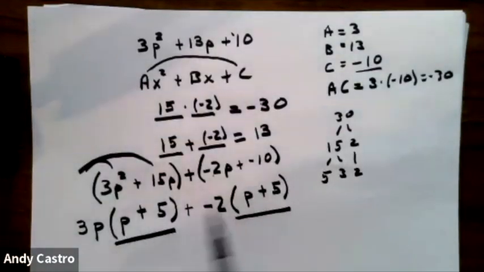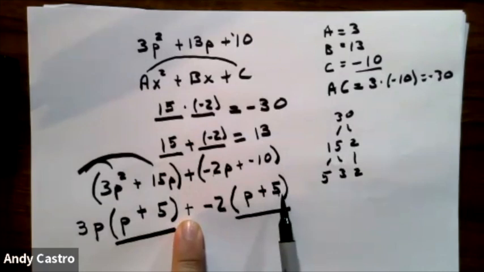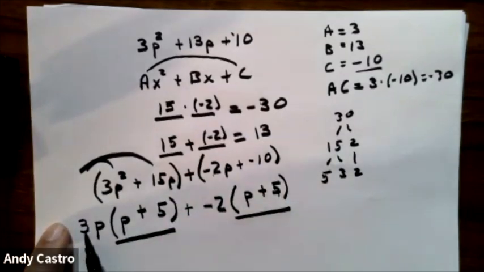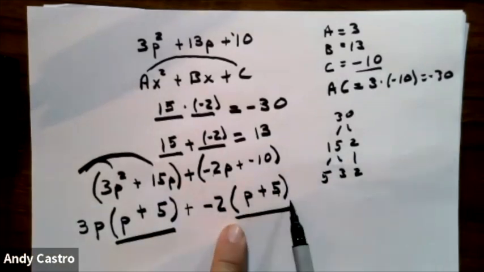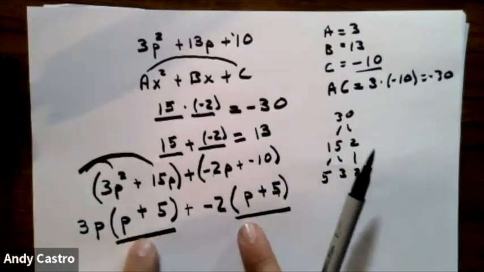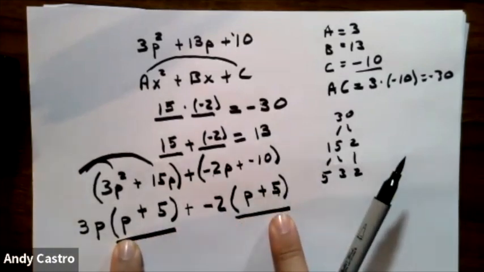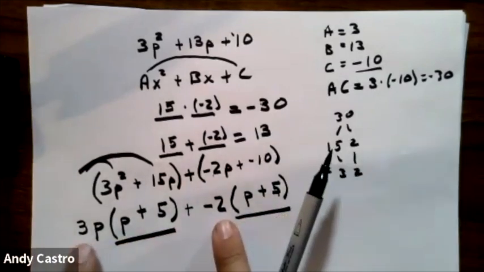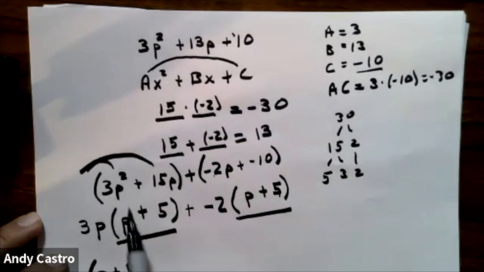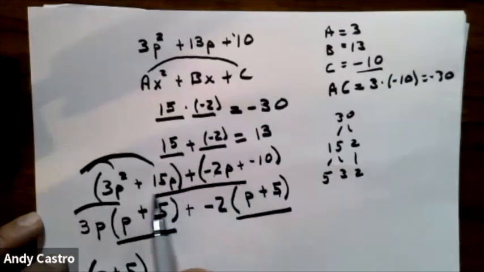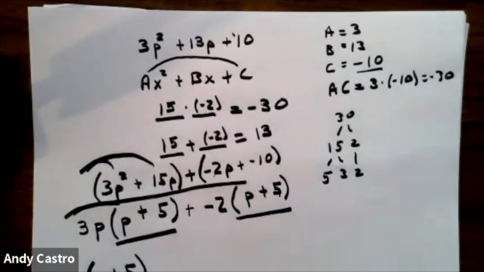These two terms are split by this plus sign. I'm multiplying a 3, a p, and a p plus 5. And over here, I'm multiplying a negative 2 and a p plus 5. But you see, the p plus 5 is being multiplied by something in both terms. So I can pull out the p plus 5. That is the common factor.